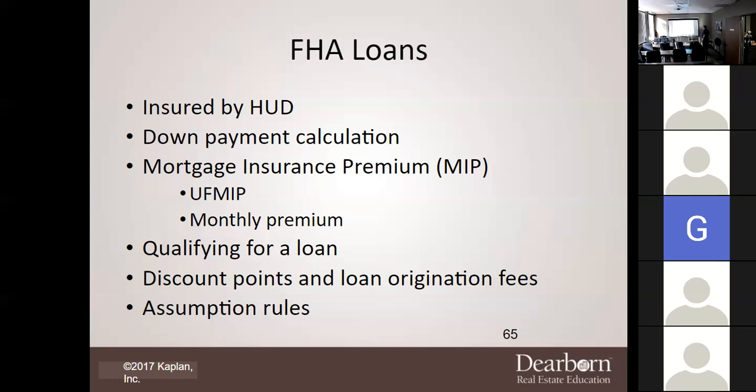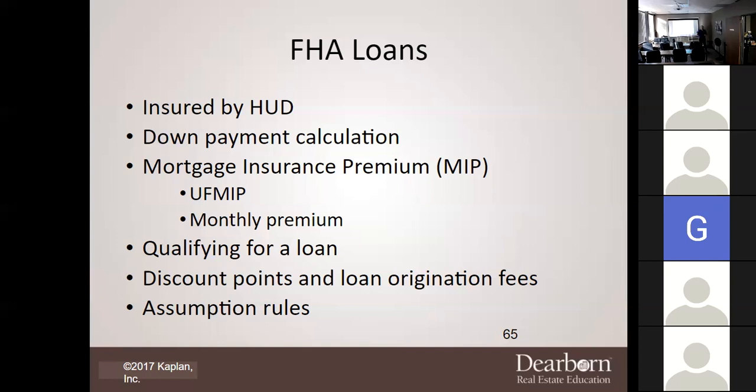FHA is insured by HUD. There's a down payment calculation that has to be provided. The mortgage insurance premium, the MIP, is going to be the same as the PMI. The only difference is, guess what? PMI falls off after you have 20%, that's 20% equity in your property. So when you own 20% equity in your property, Mr. Eugene, guess what your payment does? Drops about $100.